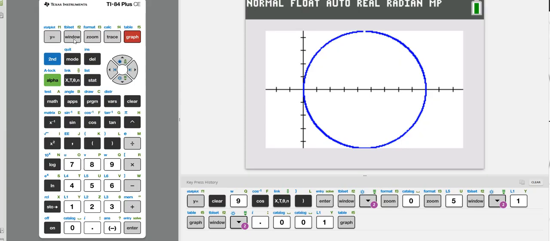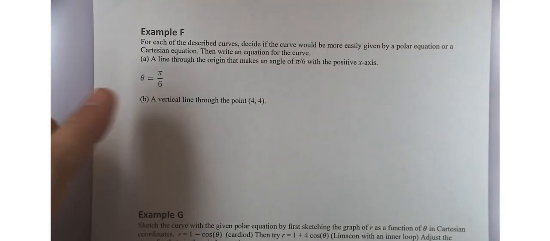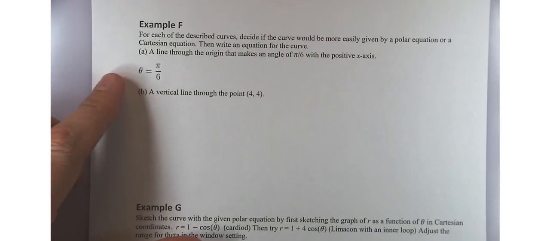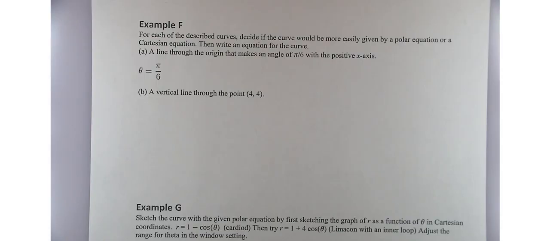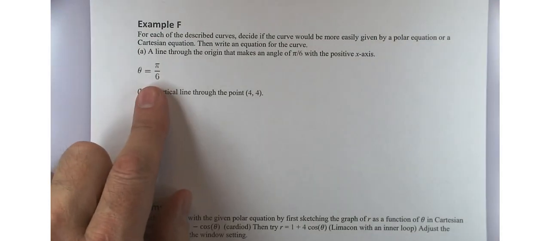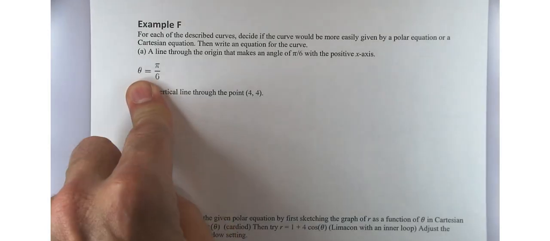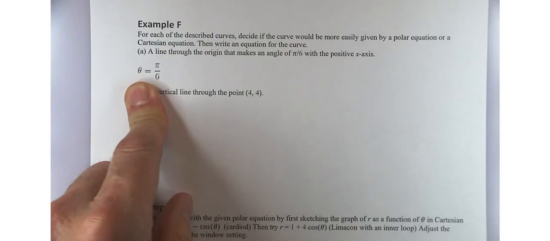Let's do a couple things in the opposite direction, that is, starting out with, well, I guess it's still the same direction. Start out with polar and work towards rectangular. So a line through the origin makes an angle of pi over 6 with a positive x-axis. So your equation is this. But what would the equation be in Cartesian coordinate system?